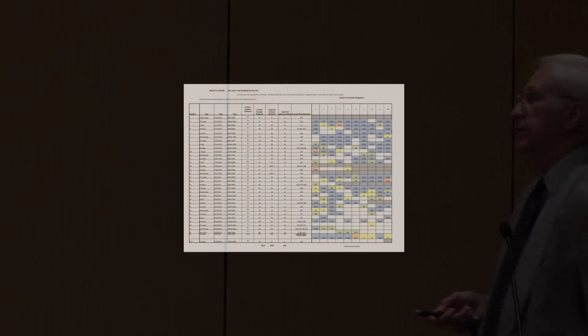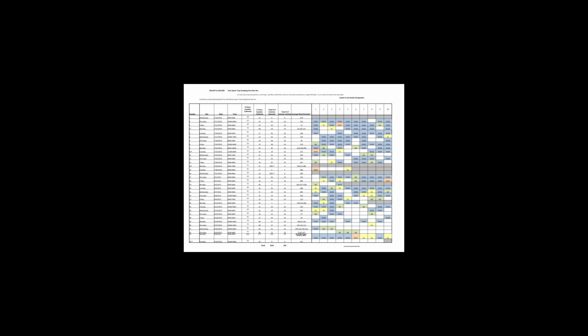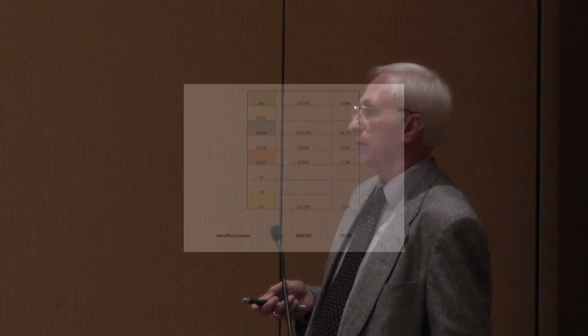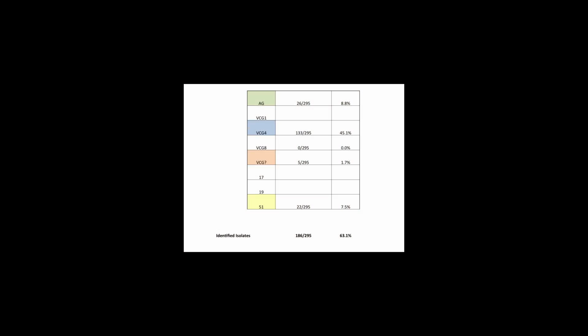This is an Excel spreadsheet showing the time, wind direction, number of colonies, and these 10 entries over here represent so far what we know about what we trapped. To make that a little more legible, out of those 295, we've characterized 186 so far. 26 out of 295, or around 8%, are Aflatoxin.